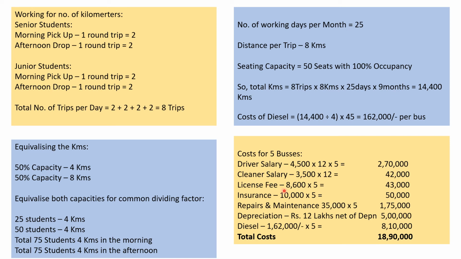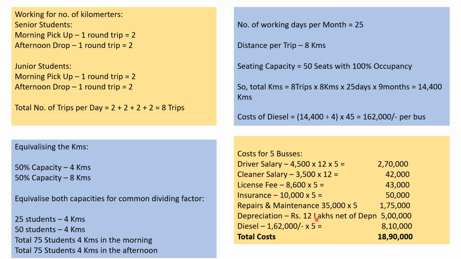License fee fixed for each bus 8,600 per annum, into 5 buses 43,000. Insurance 10,000 per each bus per annum, and it is 5 buses, so 50,000. Repairs and maintenance 35,000 per bus per annum, into 5 buses 1,75,000.